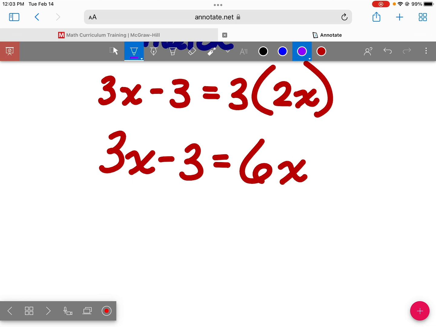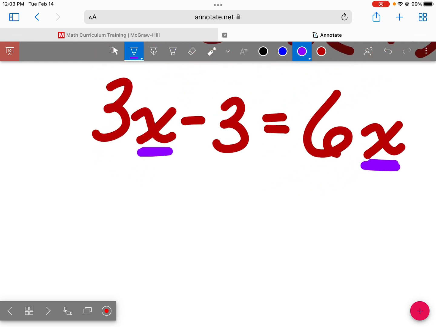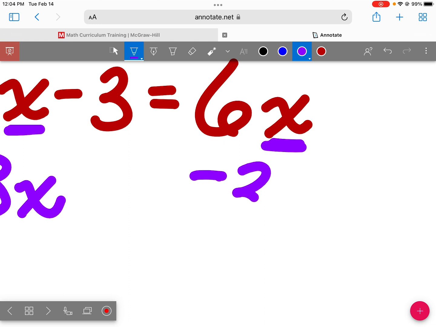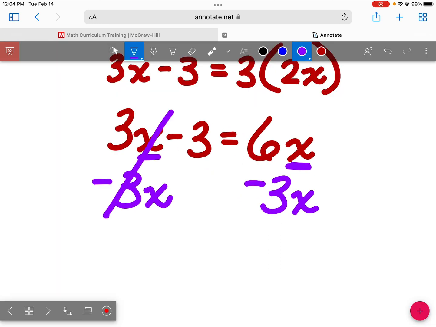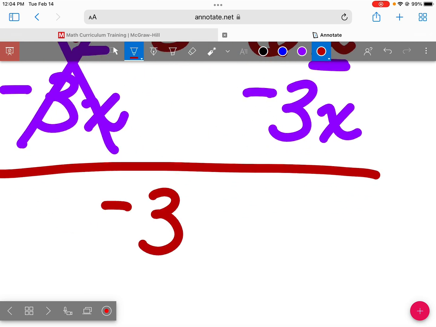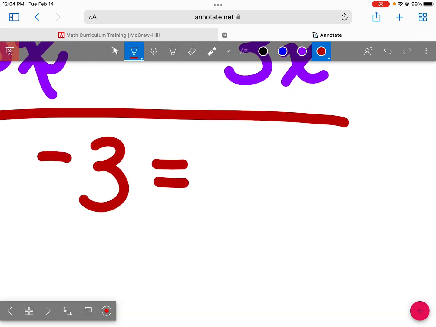What's the goal of the problem? To solve for x. Where is x? On both sides. I need to make one of them cancel. How do I make one of them cancel? Subtraction. Which one should we subtract? Let's subtract 3x from both sides. So over on the left, I have a negative 3 left. What is 6x minus 3x? 3x.